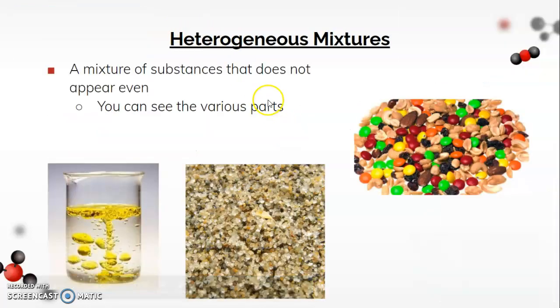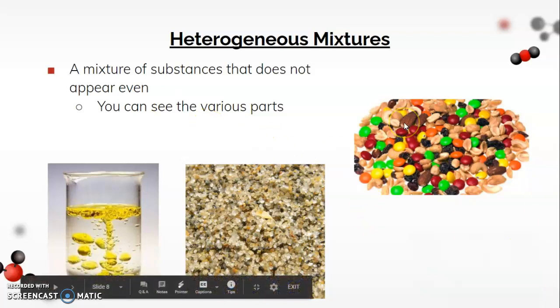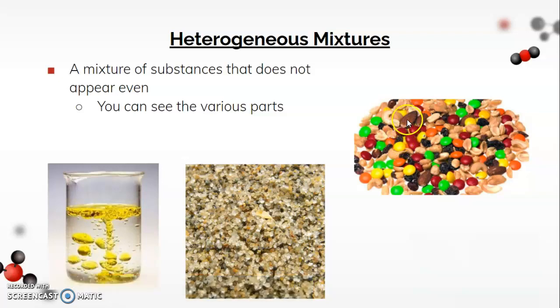Versus our heterogeneous mixture. Hetero actually means different. It's the Latin prefix meaning different. So a heterogeneous mixture is a mixture where you can see the different parts, like with your eyes. Like we have our trail mix here. Trail mix has peanuts and M&Ms and raisins and almonds, and we can see with our eyes all those little different parts.